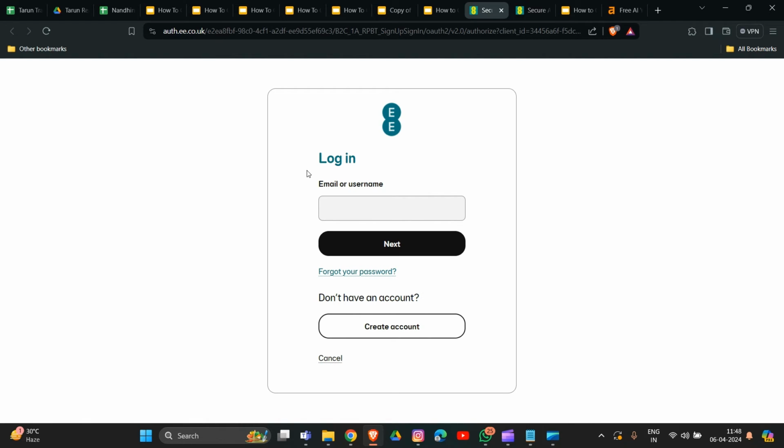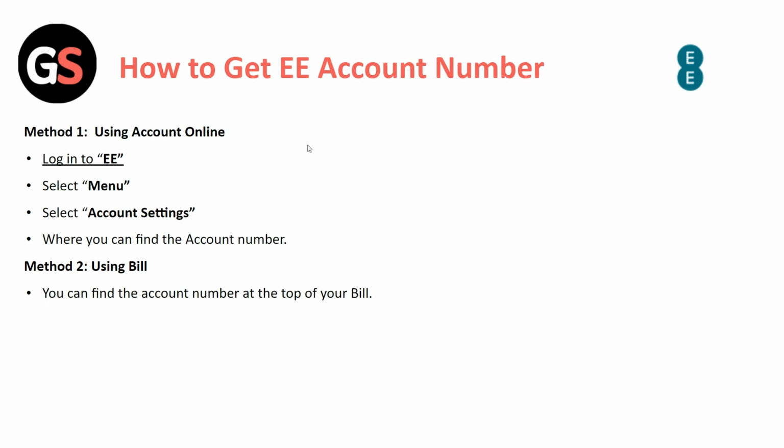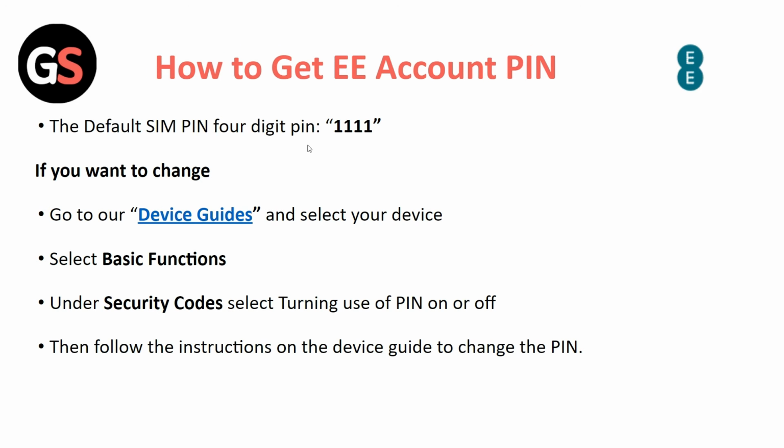And the other option is to log in with your email or username, after which you can get your account number. So here is the second method: using a bill. You can find the account number at the top of your bill. Now, let's get your account PIN. The default SIM PIN is 4 digits: 1111.